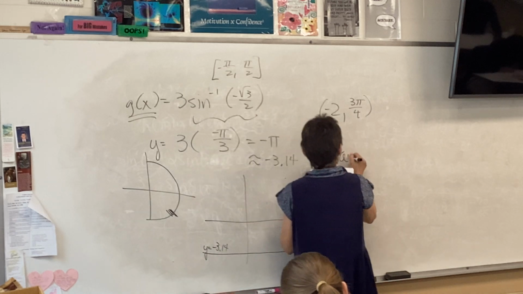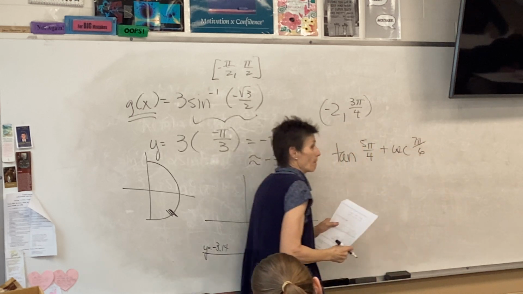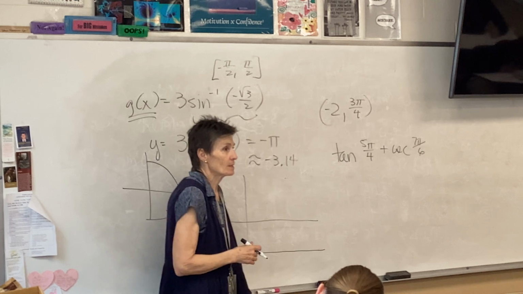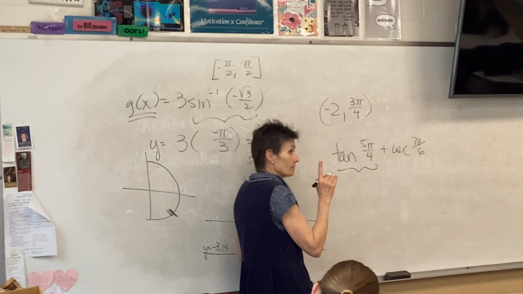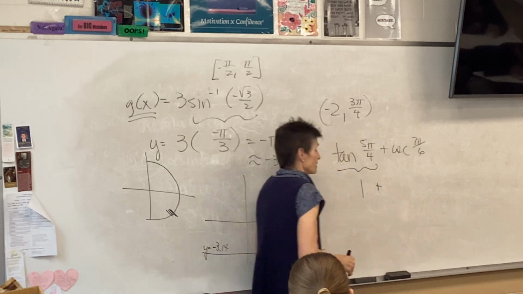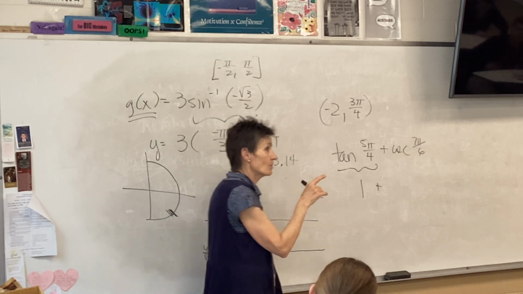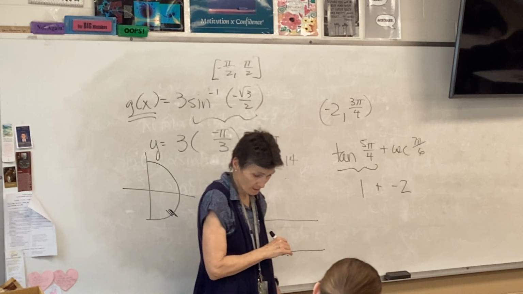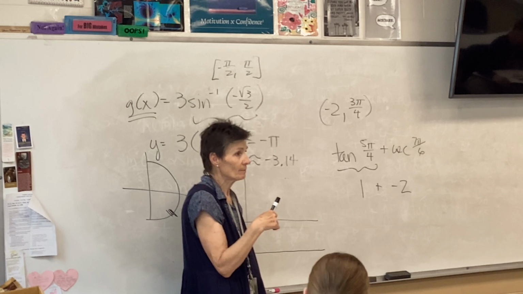Okay. Tan 5 pi over 4, plus cosecant 7 pi over 6. You know how to do this. What's the tangent of 5 pi over 4? Watch it. 1. What's the sine of 7 pi over 6? -1/2, so this will be -2. So -1, since we're adding them. Everybody okay with that one?